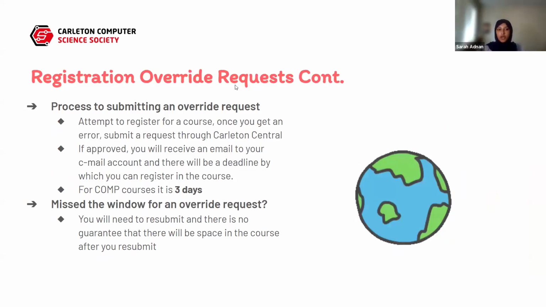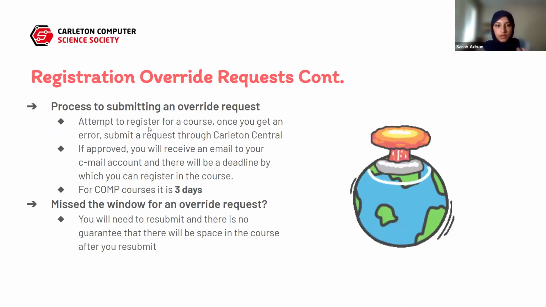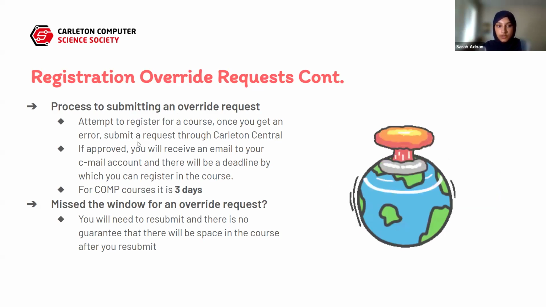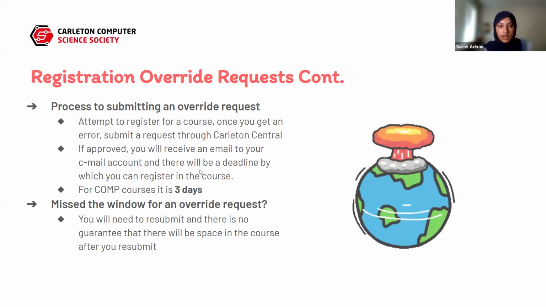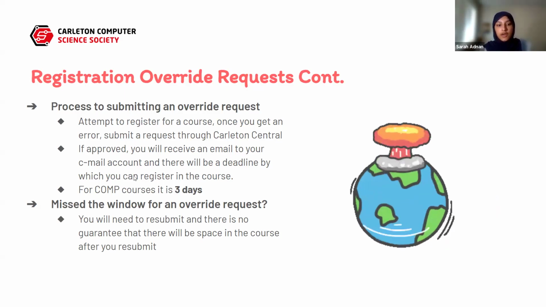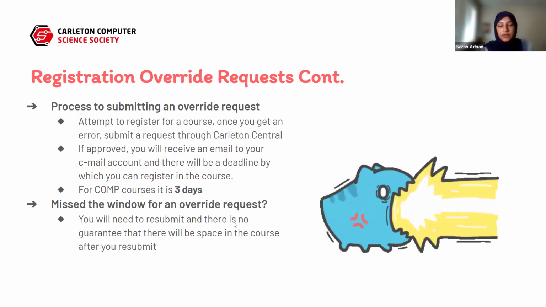Continuing with the registration override request. So the process to submitting it is when you attempt to register for a course and then you'll get an error. So you have to submit a request through Carleton Central. If it's approved, you'll receive an email to your CMail account and there will be a deadline by which you can register in that course. For comp courses, it's usually 3 days. However, if you've missed the window for an override request, you'll need to resubmit it and there's no guarantee that there'll be space in the course after you resubmit.